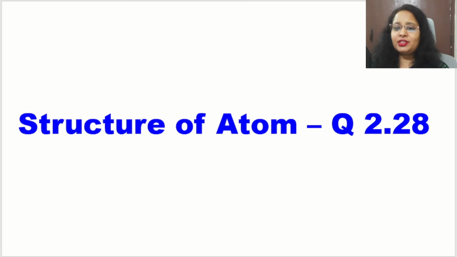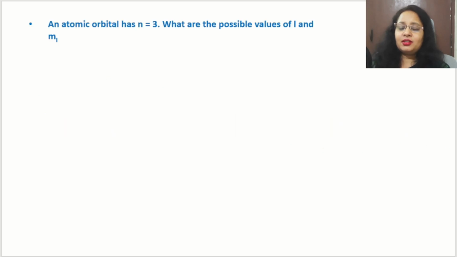Friends, today's video is question number 2.28 from the NCERT textbook, Class 11, and the chapter name is Structure of Atom. So let's check the question. In this question there are three parts. The first part I am going to read: an atomic orbital has n equal to 3. What are the possible values of l and ml?